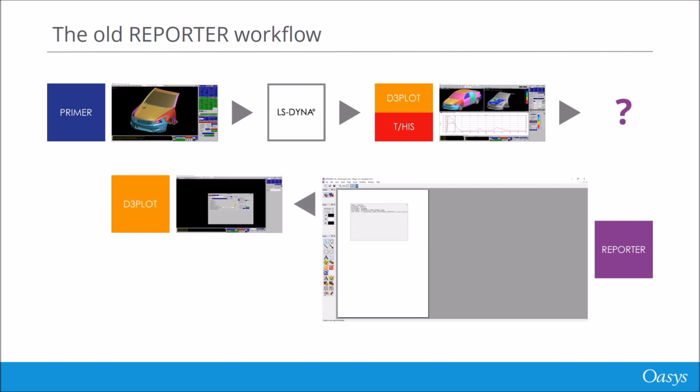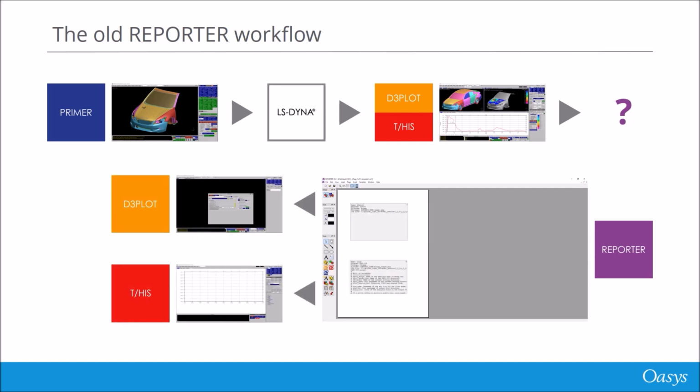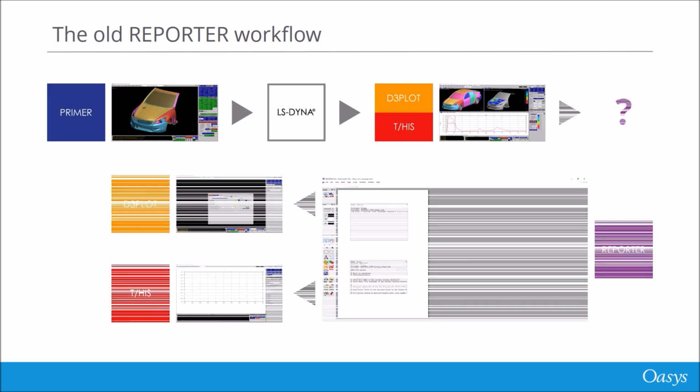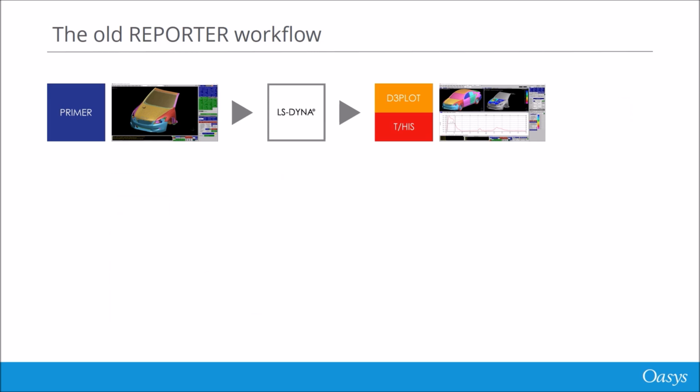I could add D3plot items and THIS items to the template, but each time I have to launch a new session to capture the images and graphs. These sessions aren't linked to my original D3plot THIS session, so I have to open the models all over again and get back to where I was.